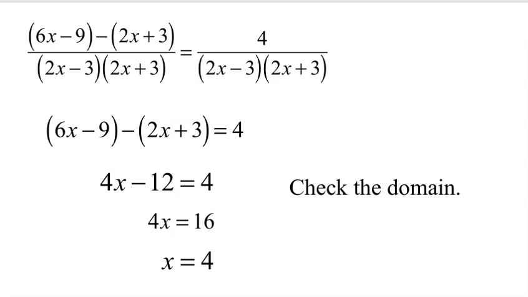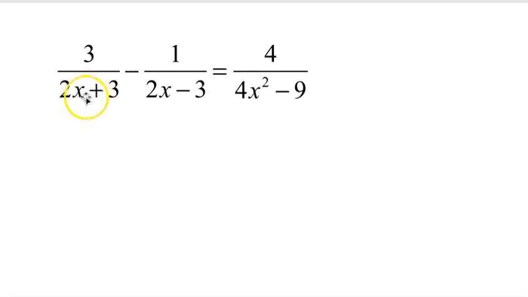As always, we need to check the domain. So I want to go back to the original question and see, is 4 allowed in the original question? So we go back here. 2 times 4 is 8. 8 plus 3 is 11. That's fine. 2 times 4 is 8. 8 minus 3 is 5. That's fine. 4 squared is 16 times 4 is 64 minus 9. That's fine. No division by 0 things anywhere.